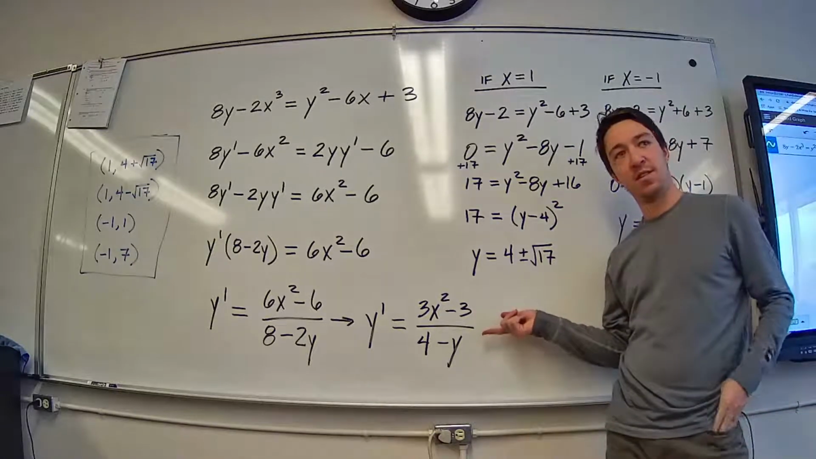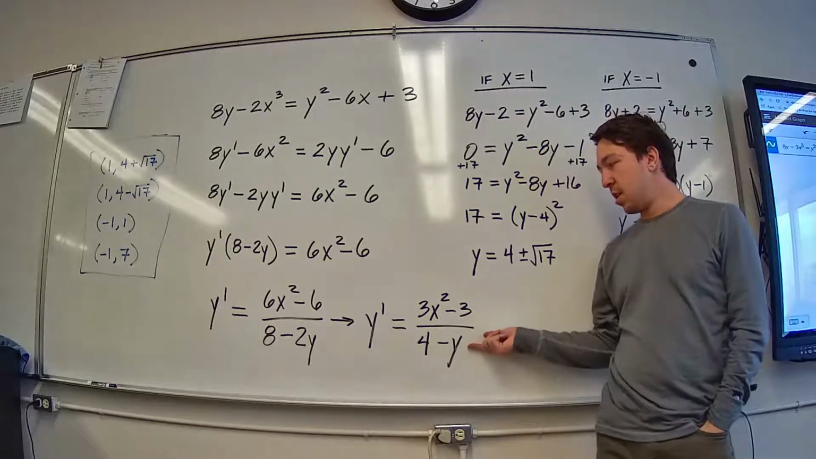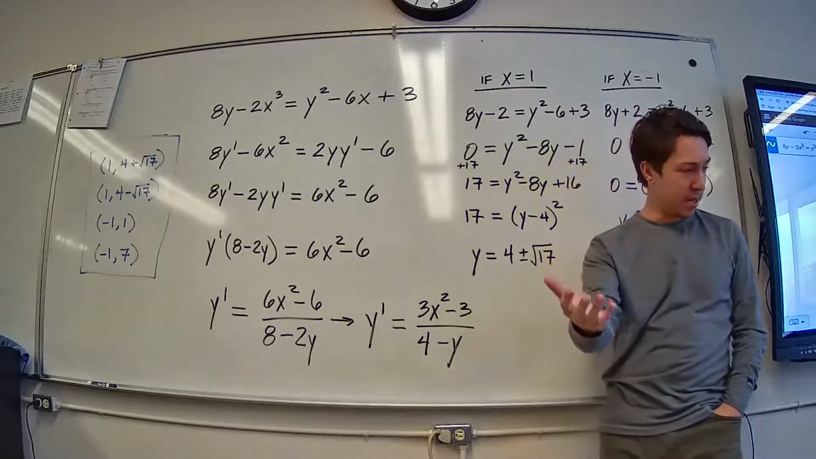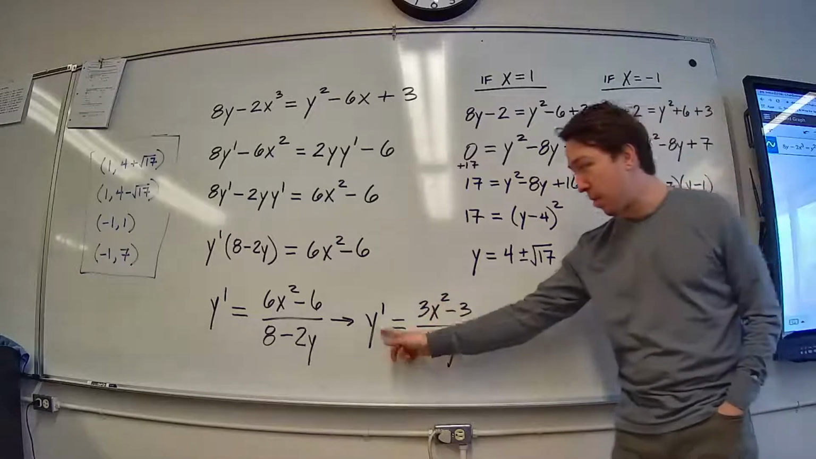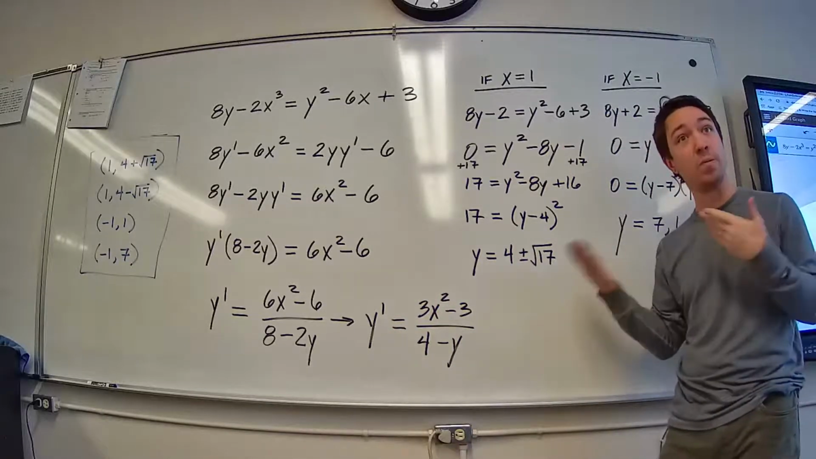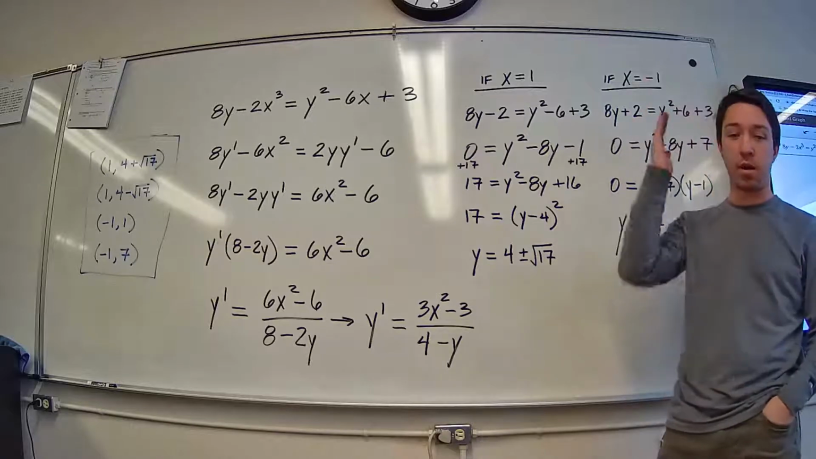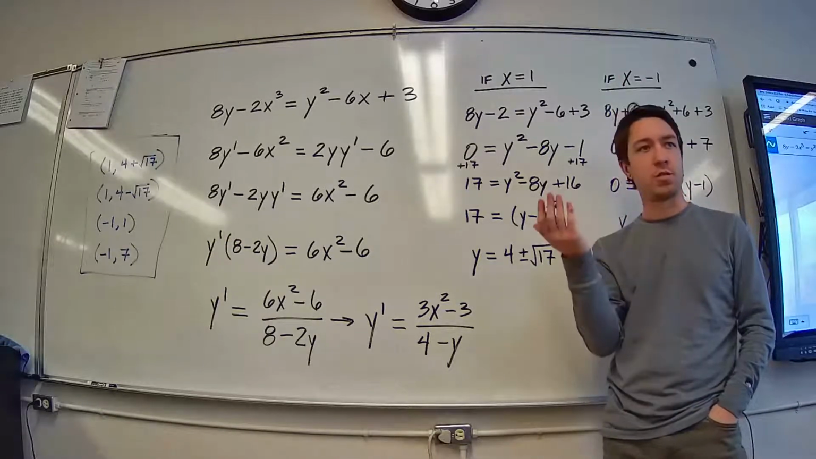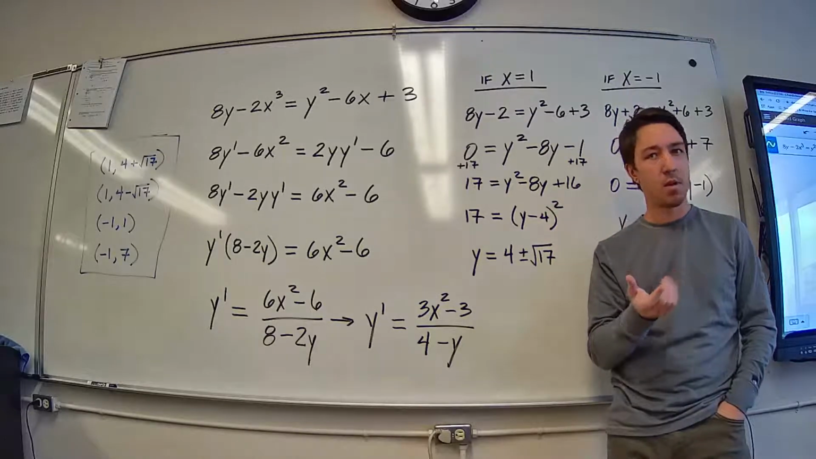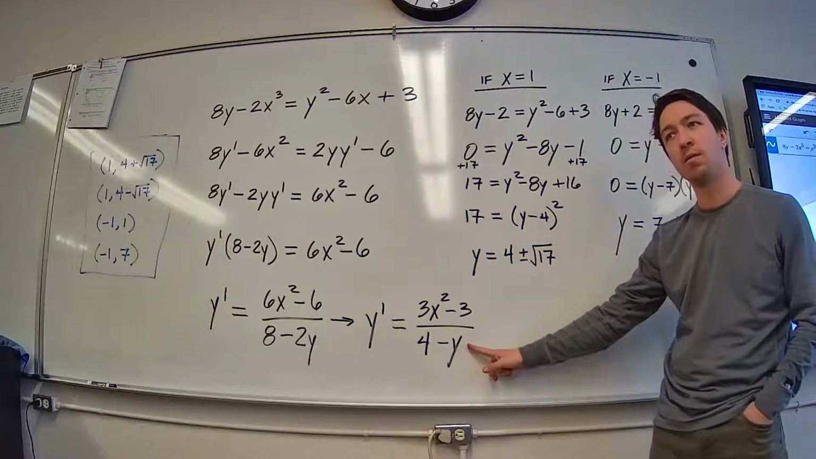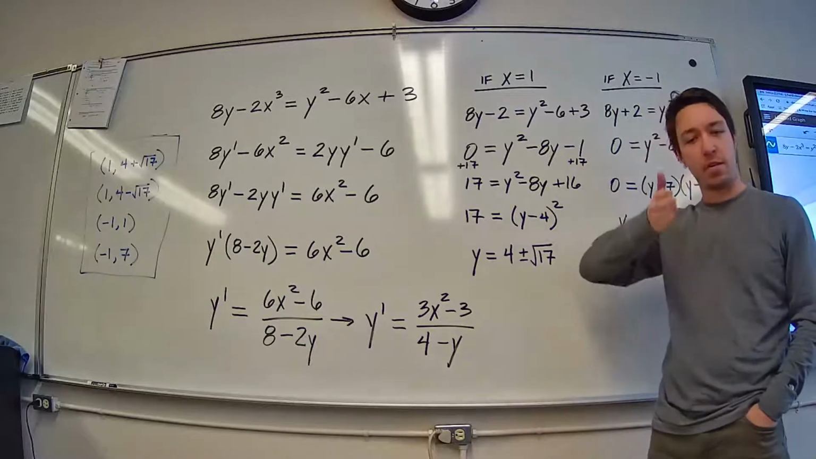What does horizontal tangent line mean? Horizontal tangent line means that y prime is equal to 0, which means the top of the fraction is 0, the slope is 0. But what about a vertical tangent line? Slope is rise over run, so this is kind of like rise over run in a sense. If the run is 0, you're going to have that vertical tangent line.